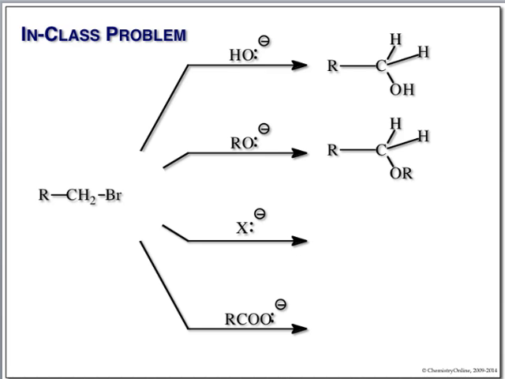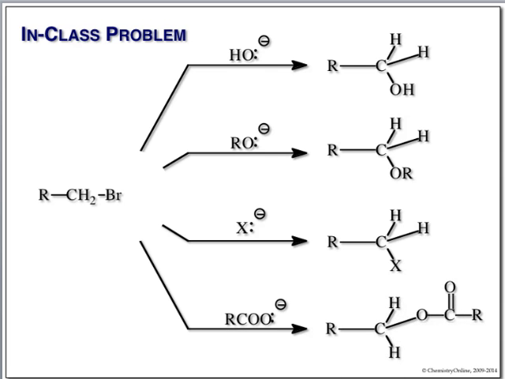Our next one, we're using a generic representation of a halogen. Again, halogen attacks, halogen leaves, make a different alkyl halide. This is the carboxylate anion, isn't it? Remember, we have a carbonyl. This is an O-. This is simply going to attack. Again, the bromine leaves, and we make a carboxylate ester. Any questions?